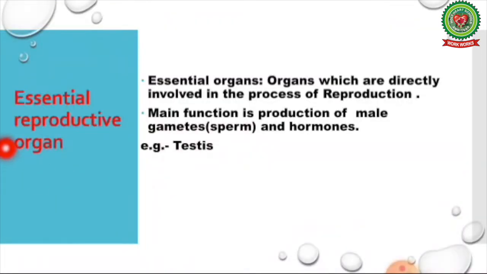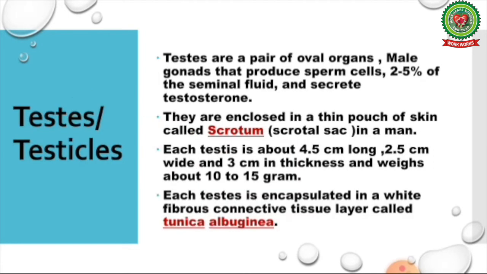Now, essential reproductive organ. Essential organs are organs which are directly involved in the process of reproduction. Main function is production of male gametes, sperm, and hormone. The essential reproductive organs are testes. Now, we will study detailed structure of testes or testicles.